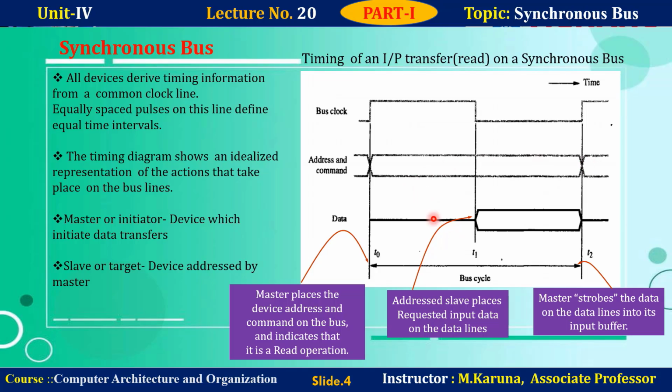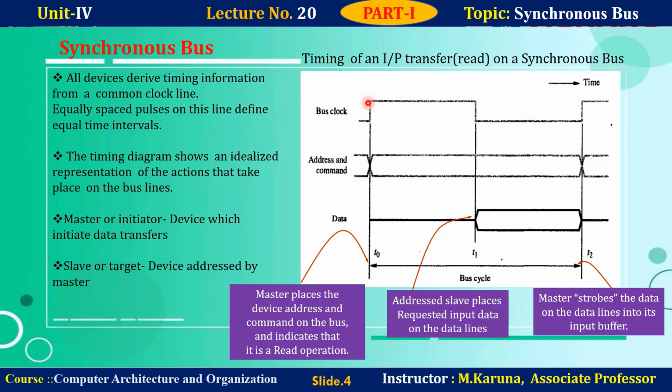Let us consider the sequence of events during a read operation. Here the device which initiates data transfers is known as the master or initiator, and the device addressed by the master is known as the slave or target. Remember these two points.